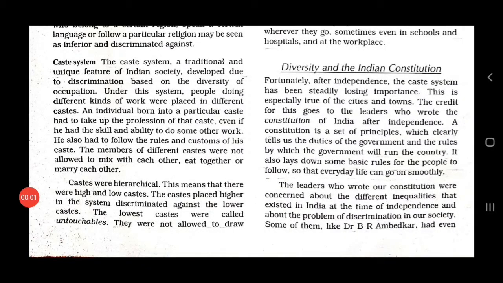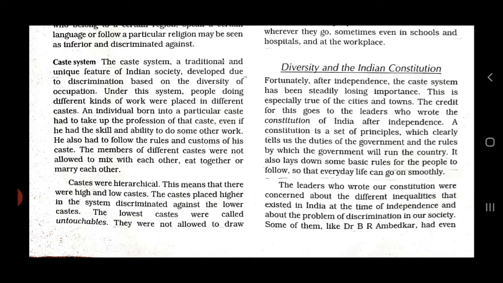Now, children, talking about the caste system. Caste system also, children, developed due to discrimination. Remember this thing, which is based on diversity of occupation. Occupation means work which we do. Under this system, children, people doing different kinds of work are placed in different castes.